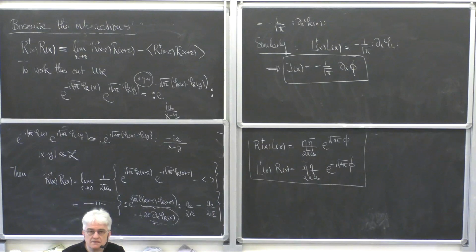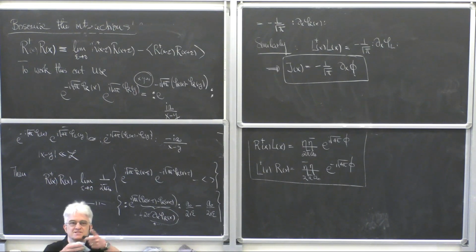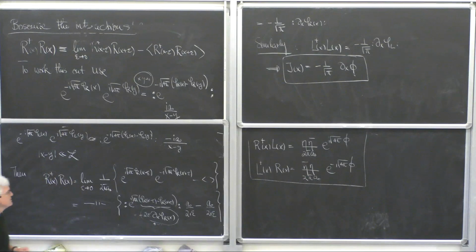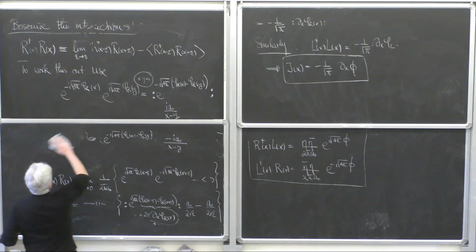Sorry? Yeah, but the normal ordering of phi is the same as phi. And that gives me a normal ordered d_x phi. And there is no normal ordering involved in d_x phi because it's linear in terms of creation operators and annihilation operators. Yeah? So I just dropped it because I could.